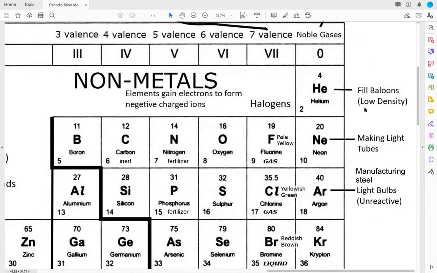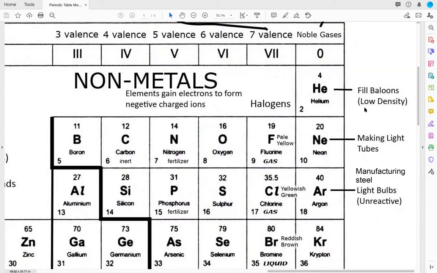So that's noble gases. Noble gases are unreactive, which makes them very useful. And there are three gases for which you need to know the uses. Helium is used to fill balloons, neon is used to make neon lights, and argon is used to fill light bulbs. Similarly, argon is used to manufacture steel.